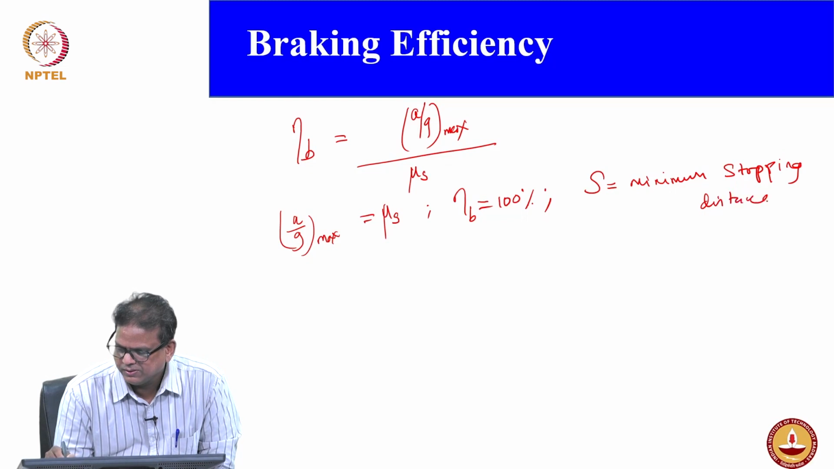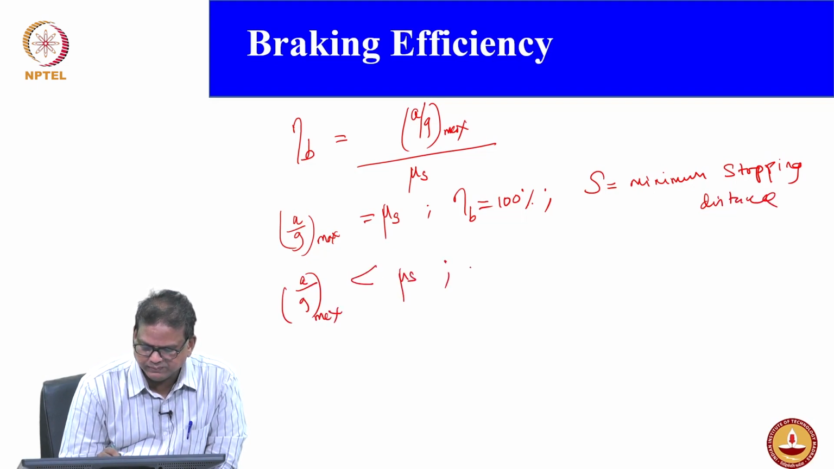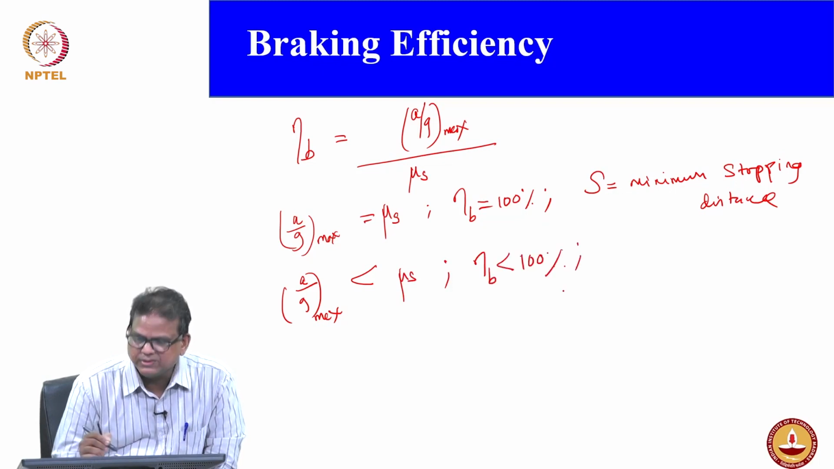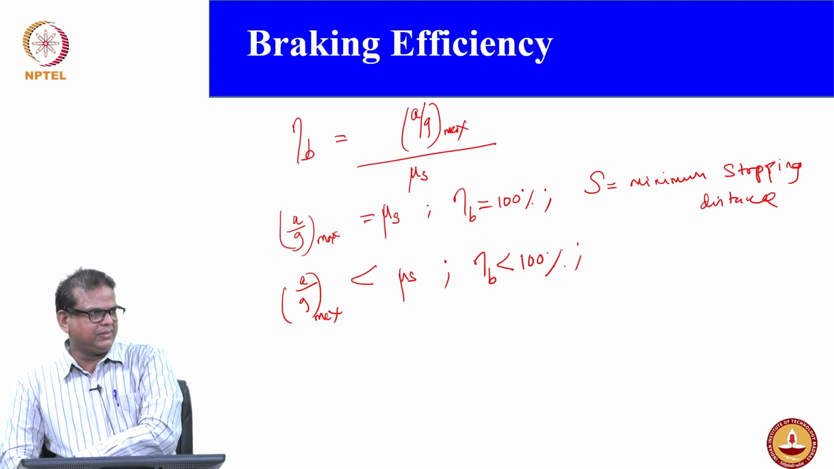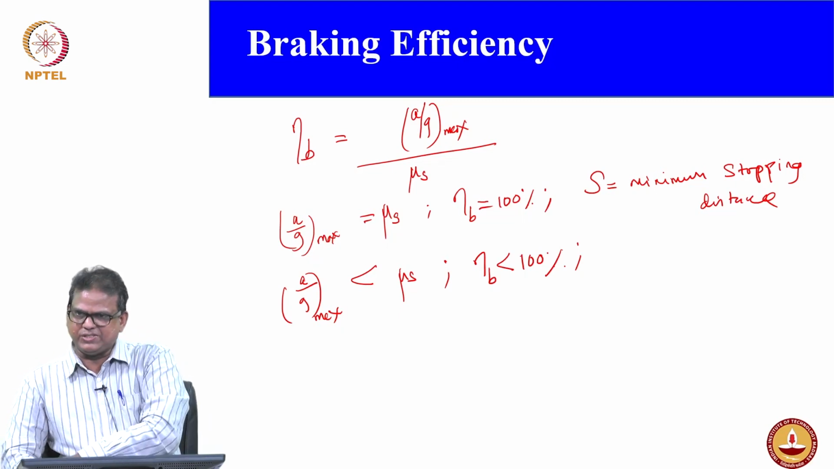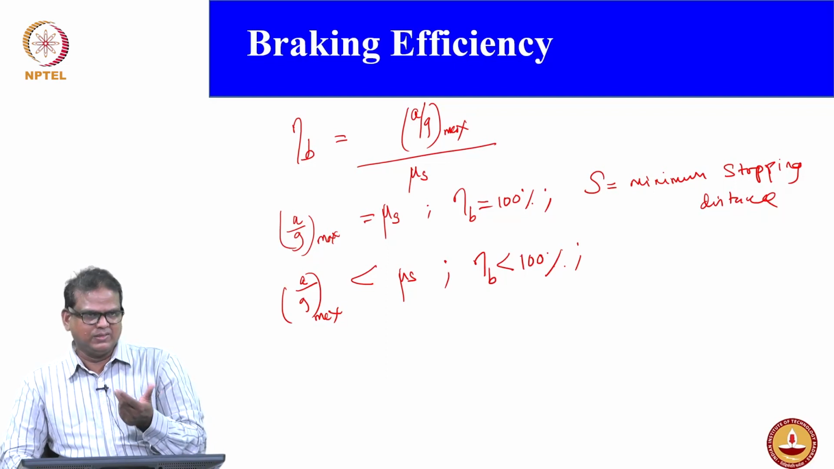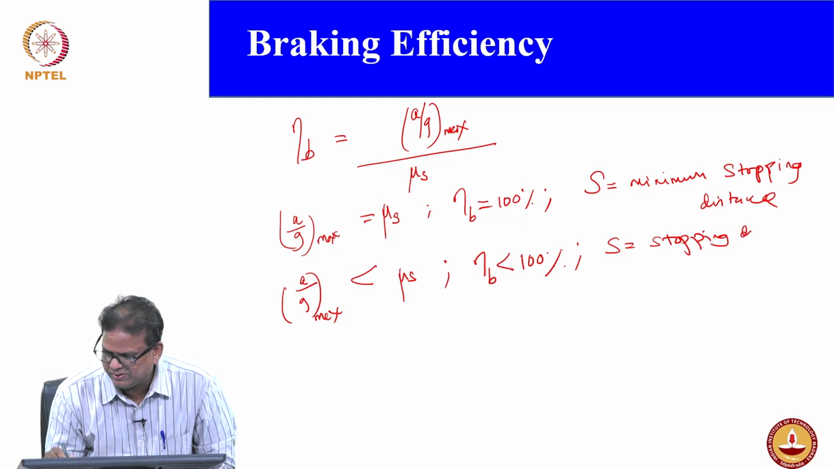You may ask, what happens if my deceleration rate is less than your mu s? What do you expect? Your braking efficiency should be less than 100%, right? So what will be the consequence? Your deceleration is not matching the road adhesion coefficient, so it will struggle to reach the stopping distance. That means you will have more distance. The stopping distance is not minimum, it will be more.